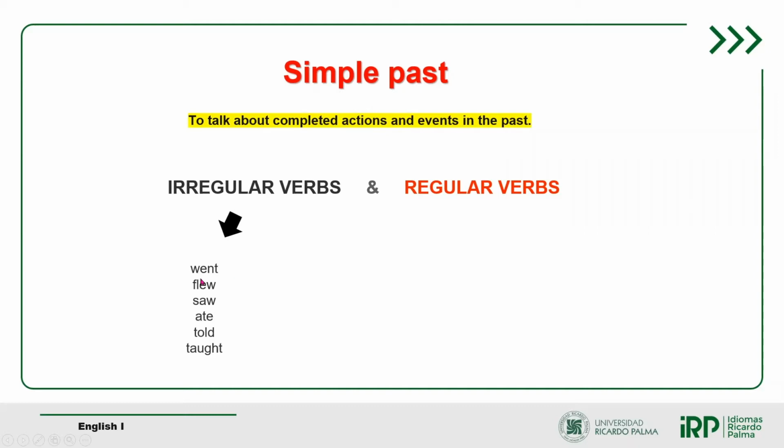For example, we have some here. Went, flew, saw, ate, told, taught. Those are irregular verbs. And regular verbs are the ones ending with ed. Called, played, traveled, looked, paid, loved.